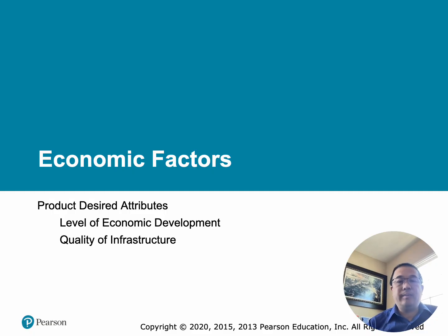So let's start with number 1, level of economic development. This refers to a country's overall wealth, income levels, and purchasing power. Why it matters: consumers in different countries have different budgets and priorities. In high-income countries, customers may value premium quality, advanced technology, convenience, and luxury features. So, consumers in the United States, Germany, and Japan often purchase high-end smartphones, premium automobiles, and smart home technology.